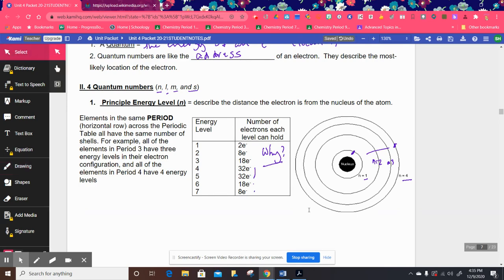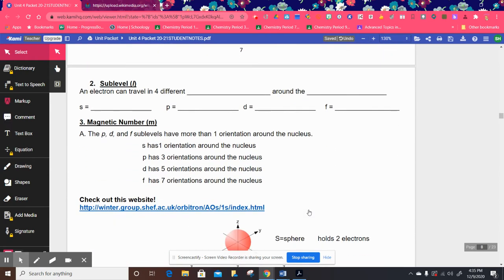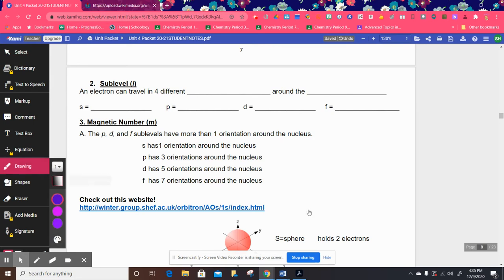All right, so let's move down here to sublevels. So we have energy level, now we have sublevels. An electron can travel in 4 different shapes around the nucleus. If you scroll down a little bit, you can see the different shapes. The S sublevel has electrons traveling in a sphere shape, so they're traveling in a wave-like pattern within the sphere. Keep in mind that atoms are 3-dimensional. They are not 1-dimensional like we see on paper.